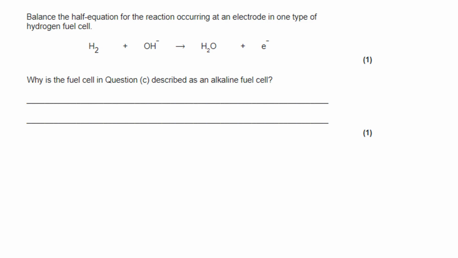Now this is another half equation, a little bit different, and it's asking you to balance it. Essentially, it's just a balancing job. So we've got three hydrogens on the left. We need to sort that out. So let's put a 2 in front of OH-, and that makes us have 4 hydrogens and 2 oxygens, a lot easier to balance. We now put a 2 in front of the water, and we need to put a 2 in front of the e- to balance the negative charge of the hydroxides and the electrons.